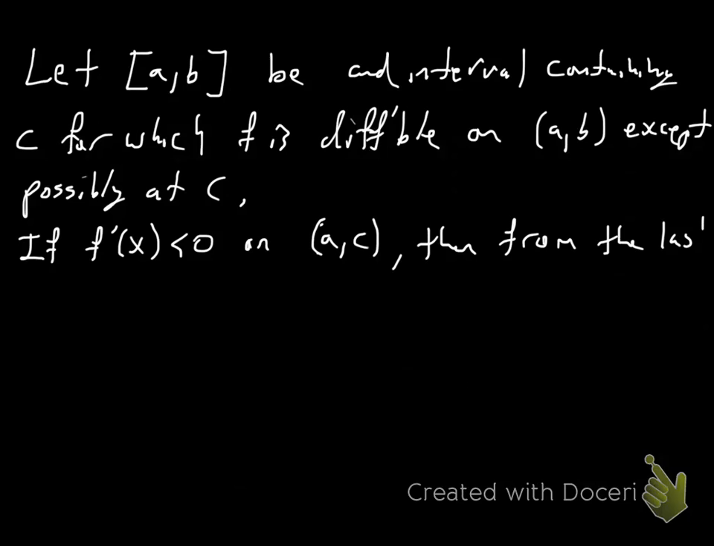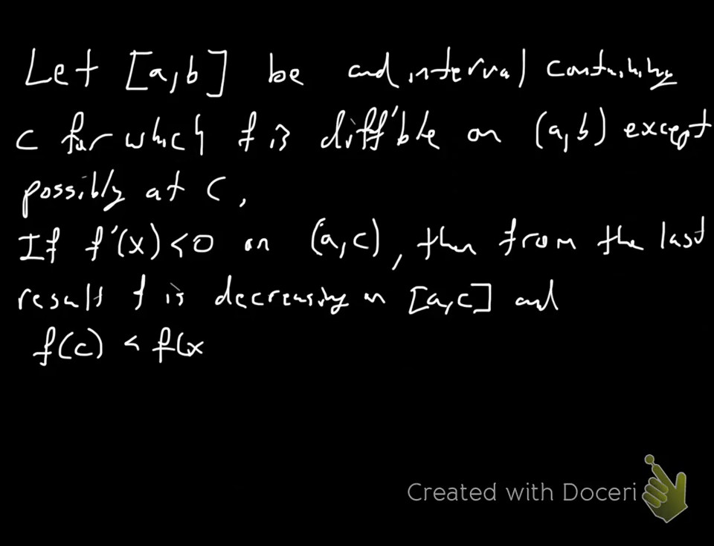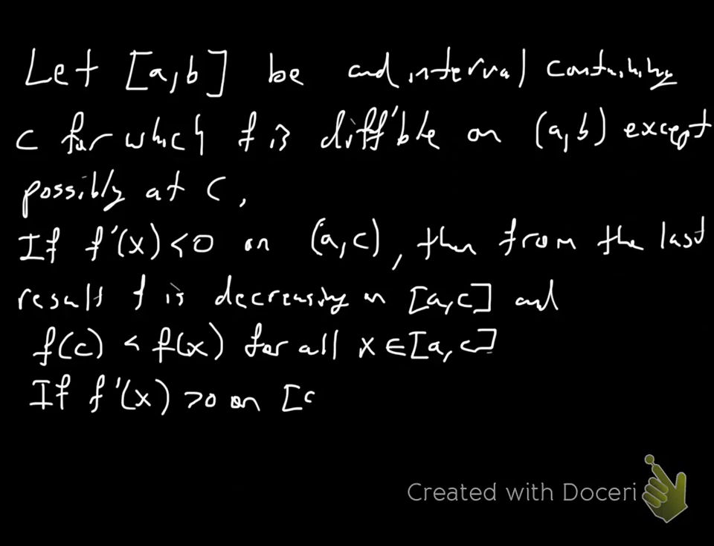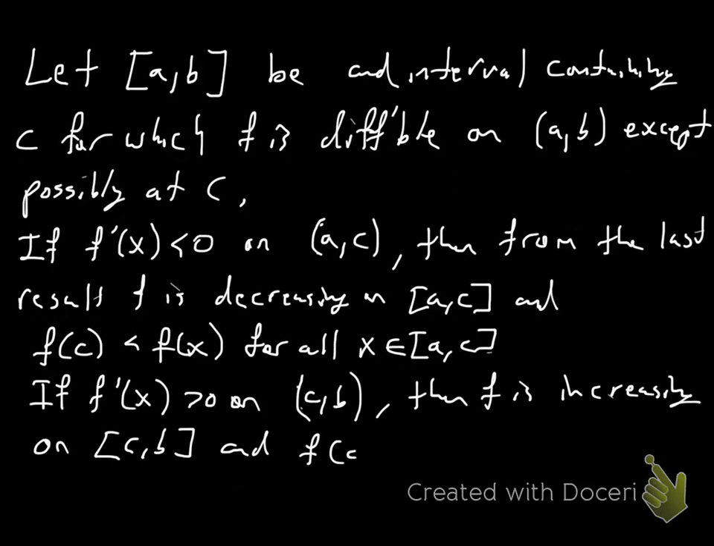Then, from the last theorem that we had, we knew that f is decreasing on AC, and f of c would be less than or equal to, but since we were talking about strictly, we'll just say f of c is less than f of x for all x in AC. If f prime of x is greater than 0 on CB, so c is just somewhere in the interval, and then again we should make this open here. Then f is increasing on CB, and f of c is less than or equal to. It's not wrong to say less than or equal to, but we were dealing with strict inequality, so we'll go ahead and just make it a strict inequality for all x in I.